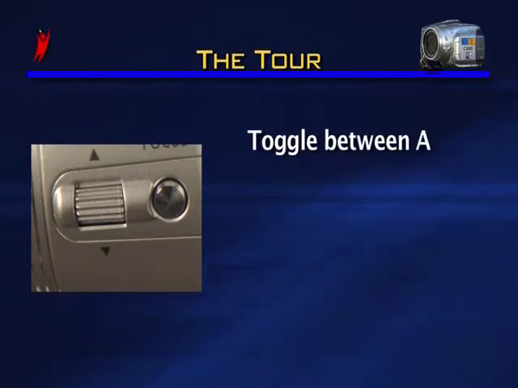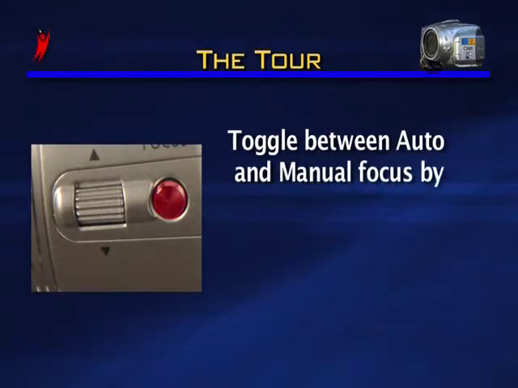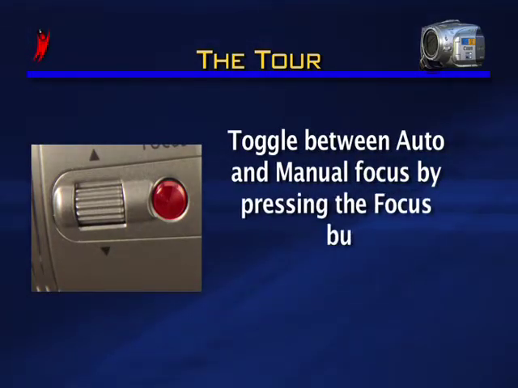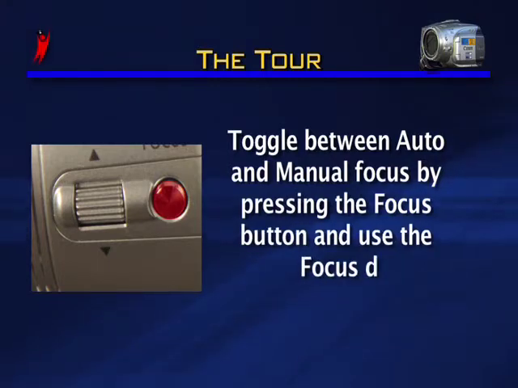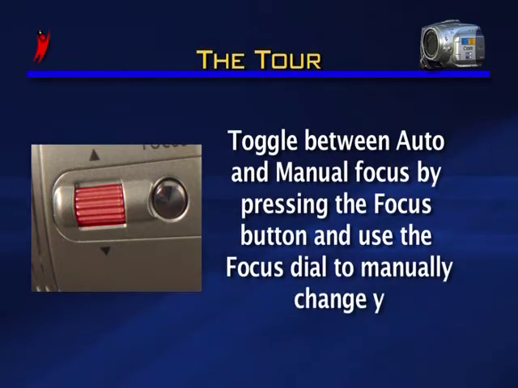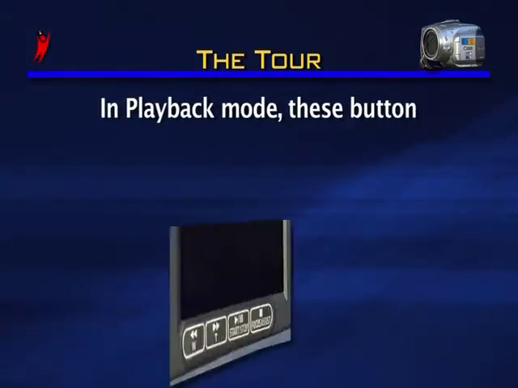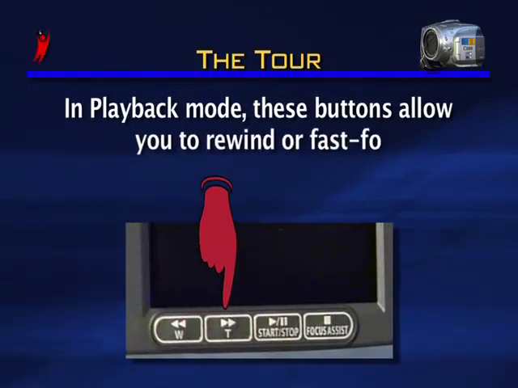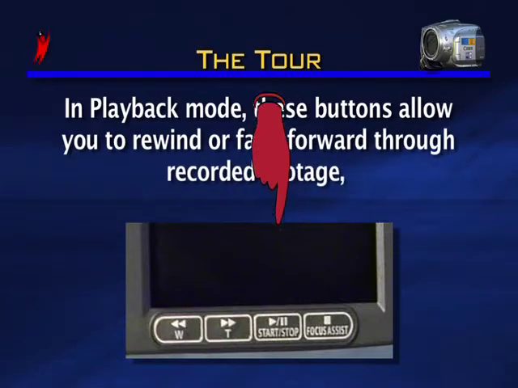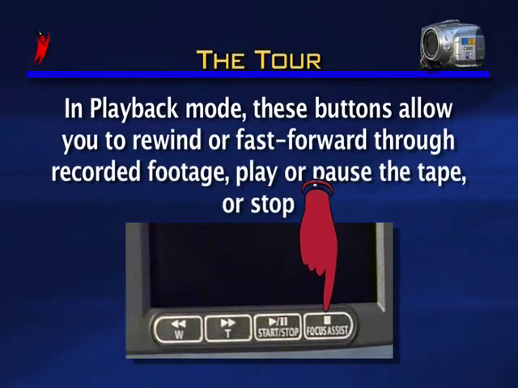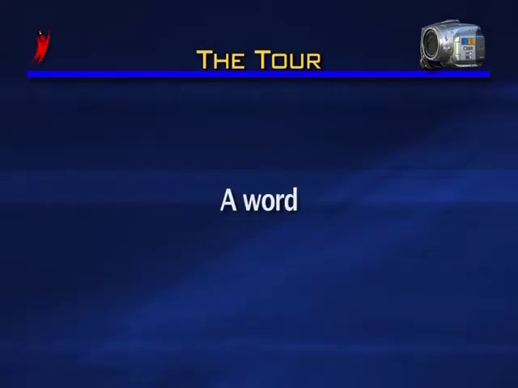Toggle between auto and manual focus by pressing the Focus button, located near the front of the camera on the left side, and use the focus dial to manually change your focus. In playback mode, these buttons allow you to rewind or fast forward through recorded footage, play or pause the tape, or stop the tape. Now, a word of advice.